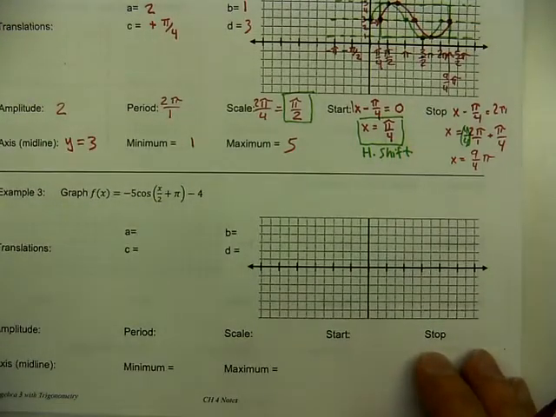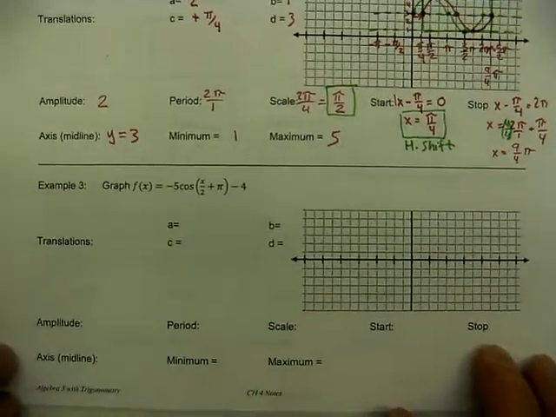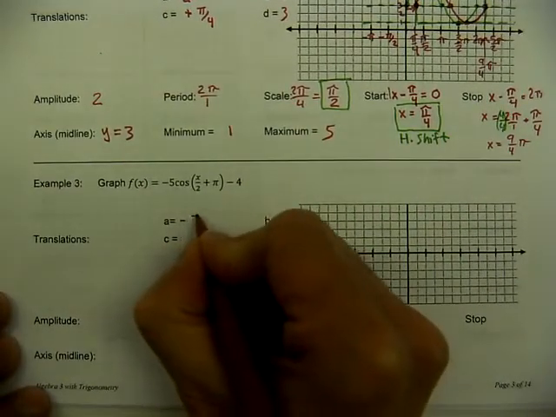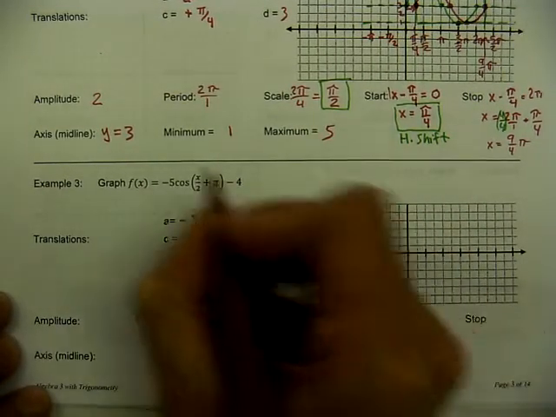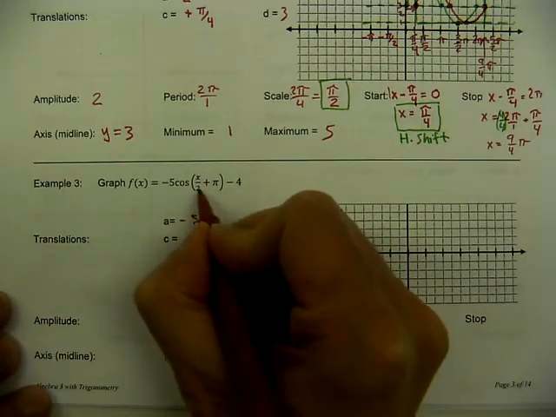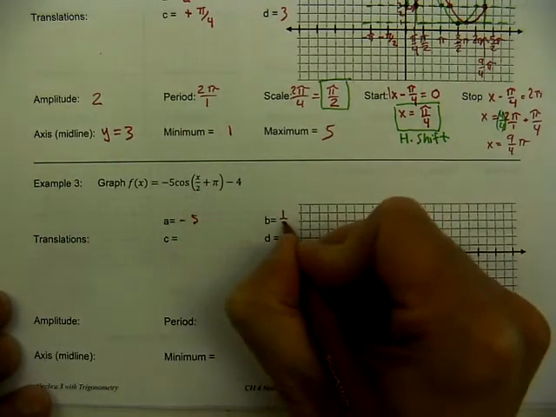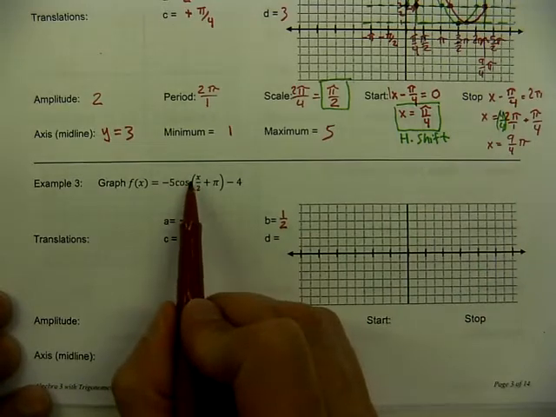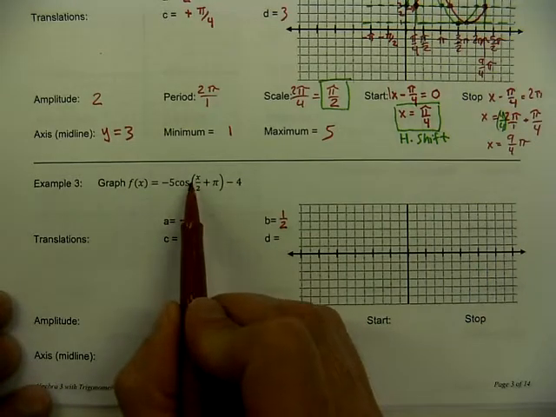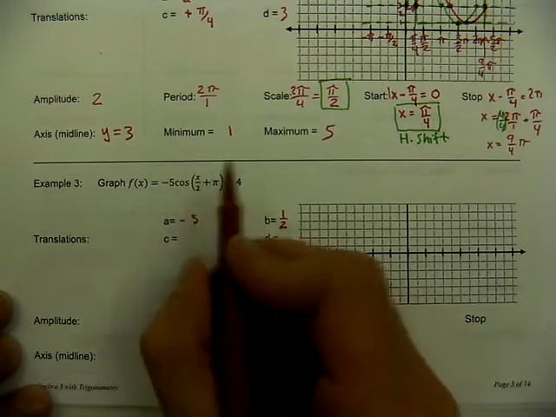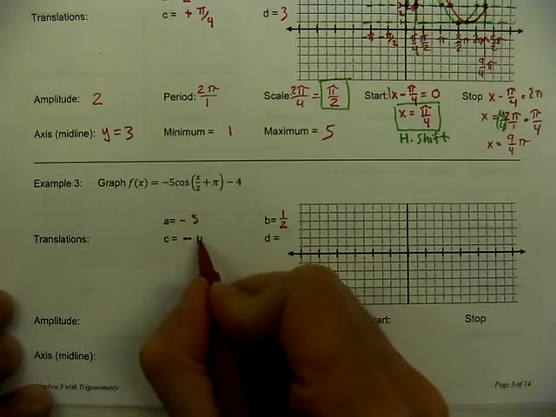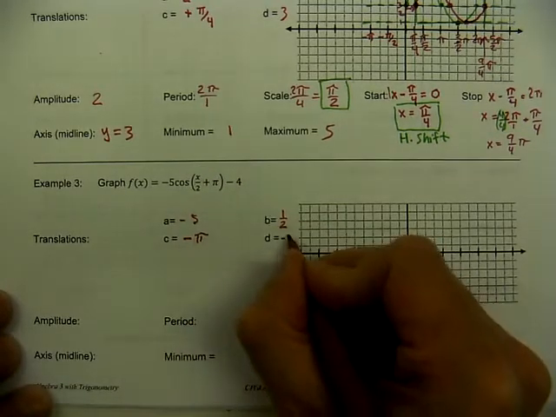Here's our third and final example. We want to take a look at this one. This will be with a reflection, so a is a -5. B, be careful, it's not the 2 in the denominator. You want to think of it as a 1/2. You want it to be a constant multiplier in front of the input. So think of it as 1/2 times x. C is -pi, and then D is -4.